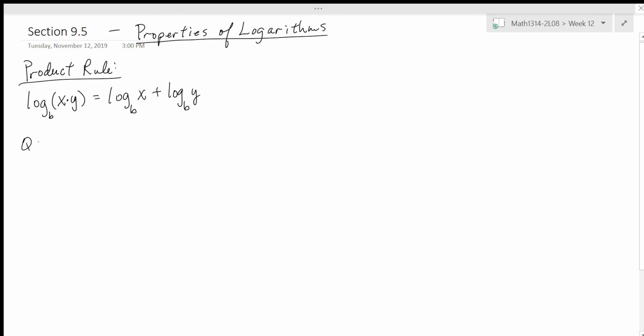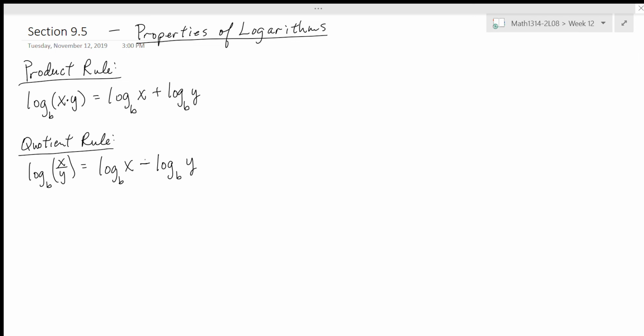Okay, next, the quotient rule. And the quotient rule says if I'm taking the log of a fraction, the numerator and the denominator can get separated each into their own log, and a fraction turns into subtraction. That one rhymes. A fraction turns into subtraction.